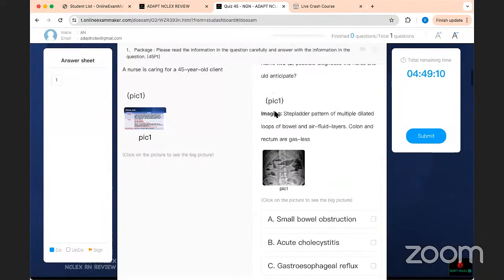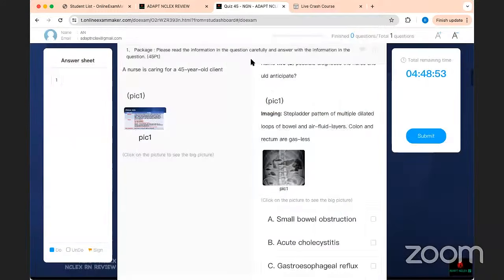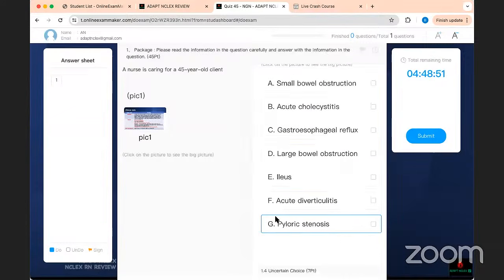Based on the reading I told you, steep ladder pattern of multiple dilated loops of bowel and air fluid layers. In this history, a 45-year-old came in to the emergency room with colicky abdominal pain, vomiting, no flatus, no gas, decreased appetite, and a history of appendicitis in the past. Which of these do you think is the possible diagnosis and why do we have this condition?